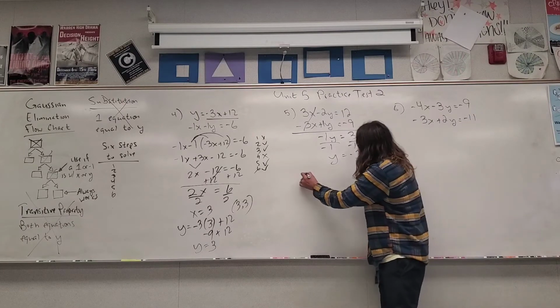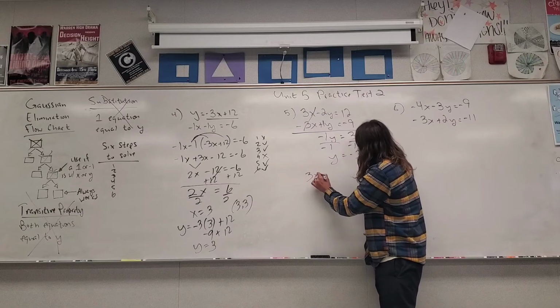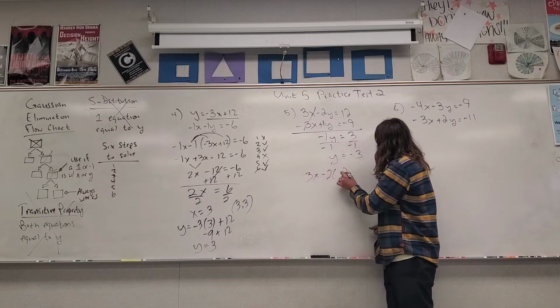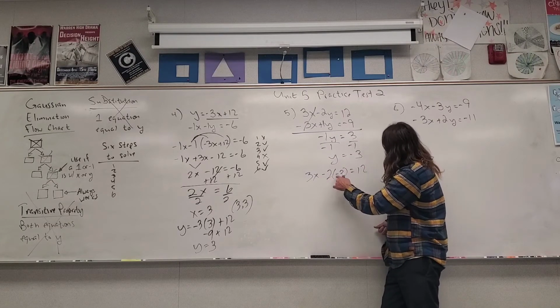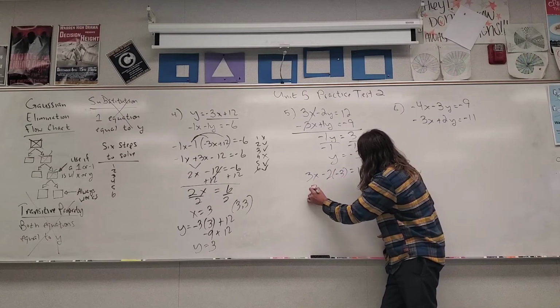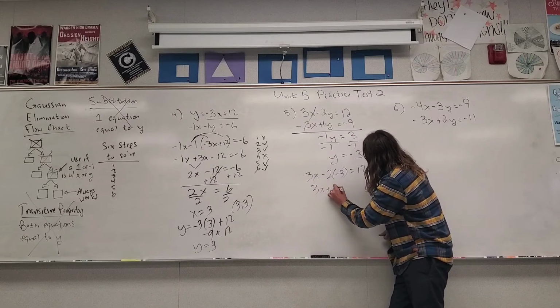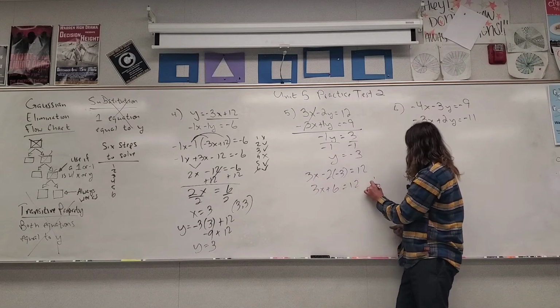So now I get 3x minus 2. I don't write a y anymore, and that equals 12. In here goes a -3. -2 times -3, that's positive 6. 3x plus 6 equals 12. I can use my 6 steps.